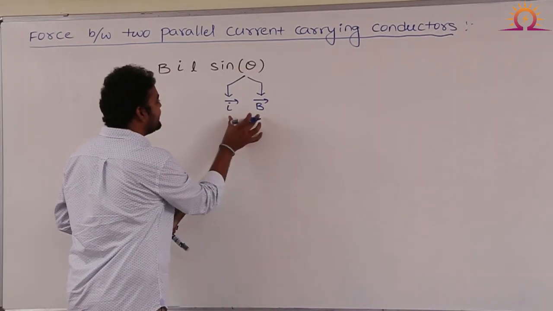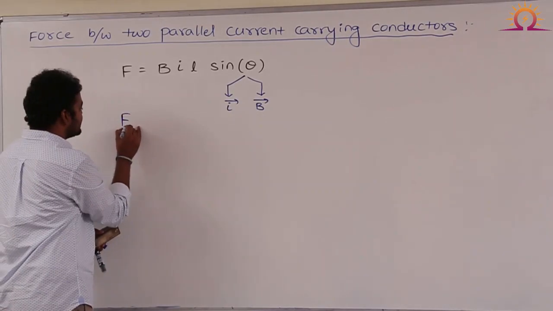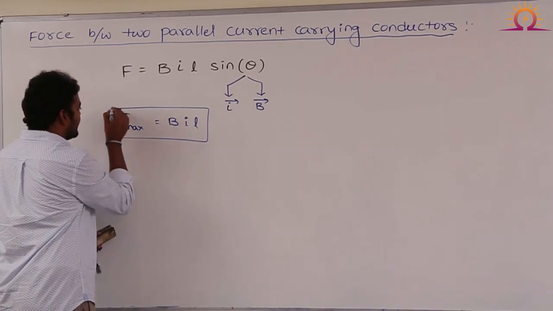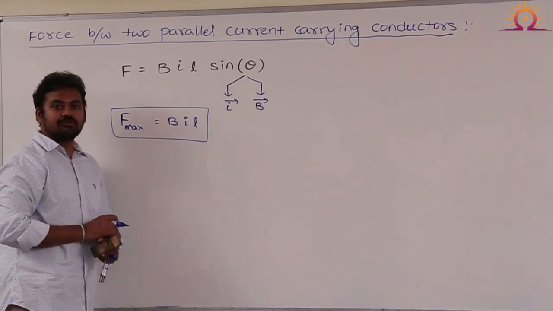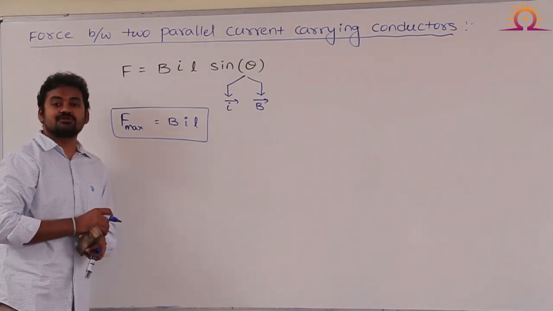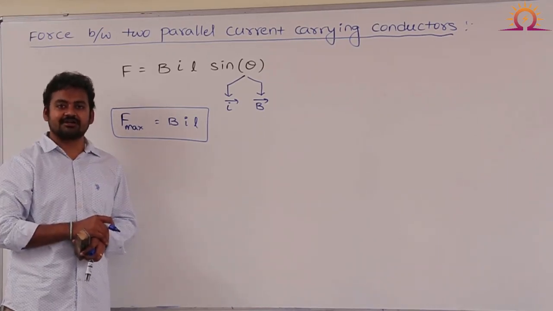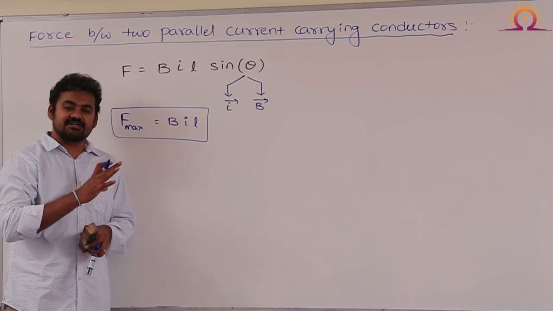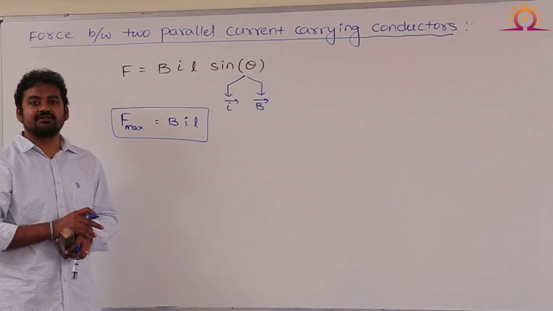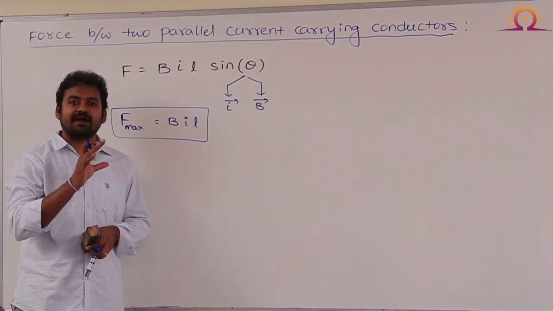So if the angle between these two parameters is equal to 90 degrees, then the maximum force will be equal to BIL. Now we know this is the formula to calculate the magnitude of the force. The next question is how to identify the direction of a force acting on the conductor. This is very important and we will study this concept in all rotating electrical machines. How to identify the direction of a force acting on a current carrying conductor due to a magnetic field.